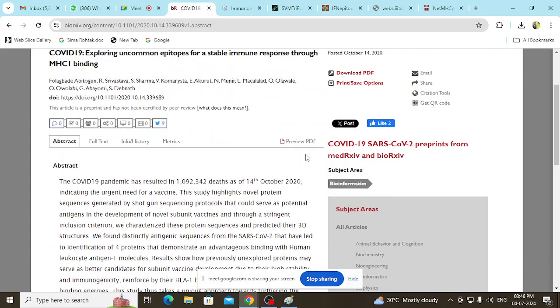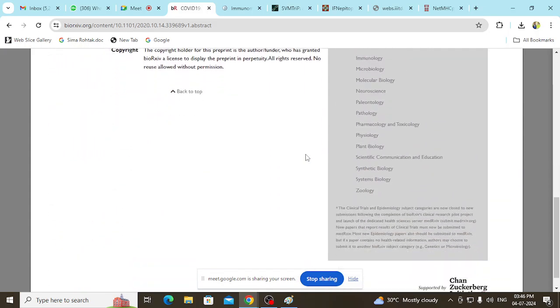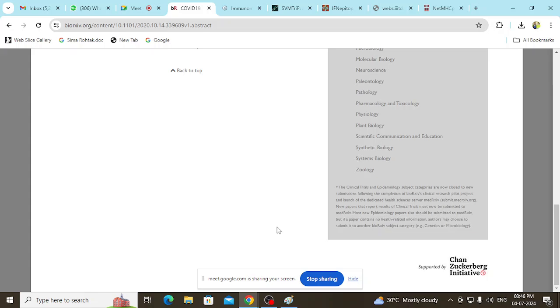So this is the abstract only. This is a large paper, and as you can see, it was supported by the Chan Zuckerberg Initiative. Can anybody give us some idea what the Chan Zuckerberg Initiative is? Has anybody heard of it among you? Who can tell me what the Chan Zuckerberg Initiative is? If you can, unmute.